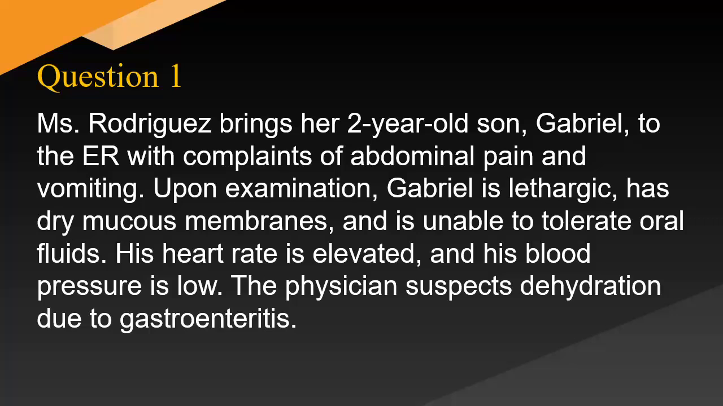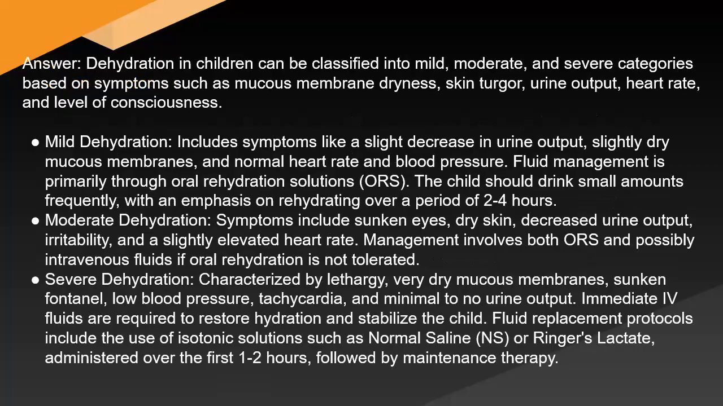What are the signs and symptoms of dehydration in a child, and what are the key differences in the management approach between mild and severe dehydration? Answer: dehydration in children can be classified into mild, moderate, and severe categories based on symptoms such as mucous membrane dryness, skin turgor, urine output, heart rate, and level of consciousness.